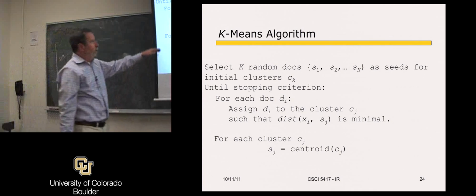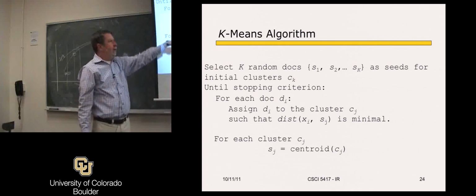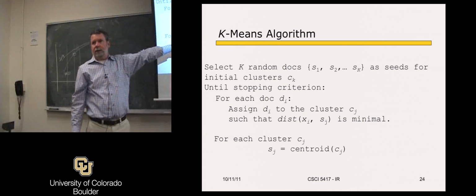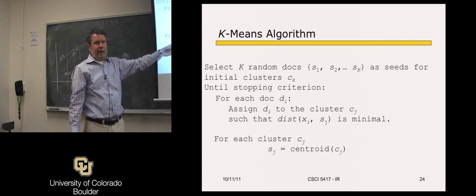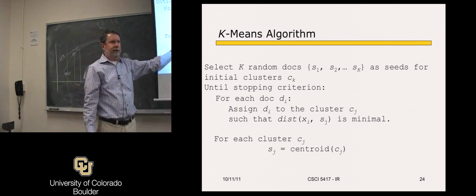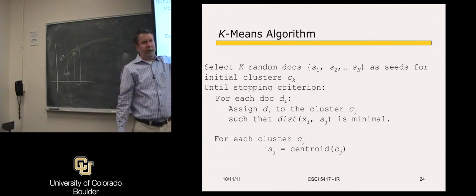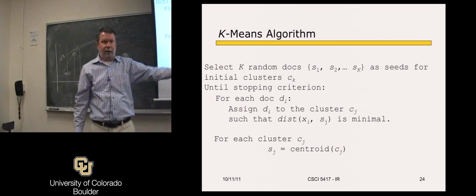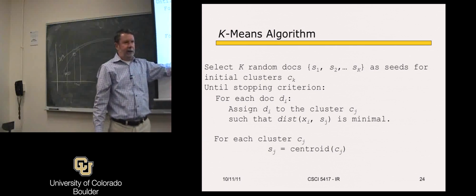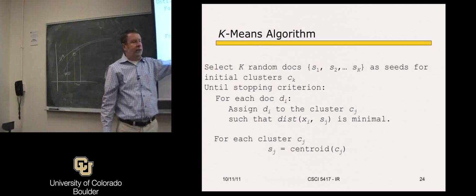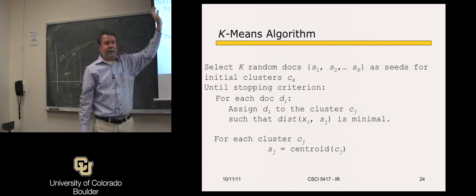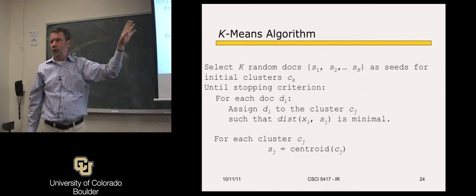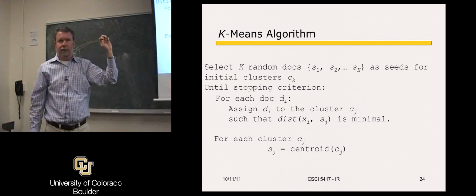Right. Once I've done that, now I have a set of clusters because I've assigned every document in the collection to some cluster. So since all the documents in the collection are assigned to some cluster, I can compute the centroid of all those clusters. So now I'm going to reassign the S sub j's to be the centroid of the clusters. And I'm going to go back up and do this again until some magical stopping criterion or convergence criteria is reached.